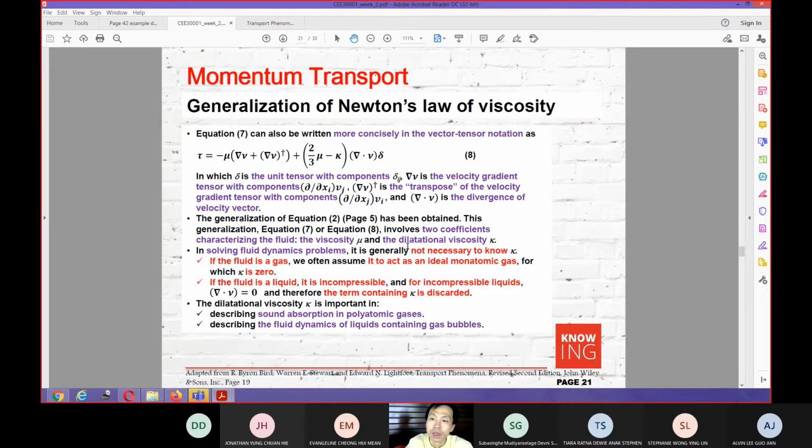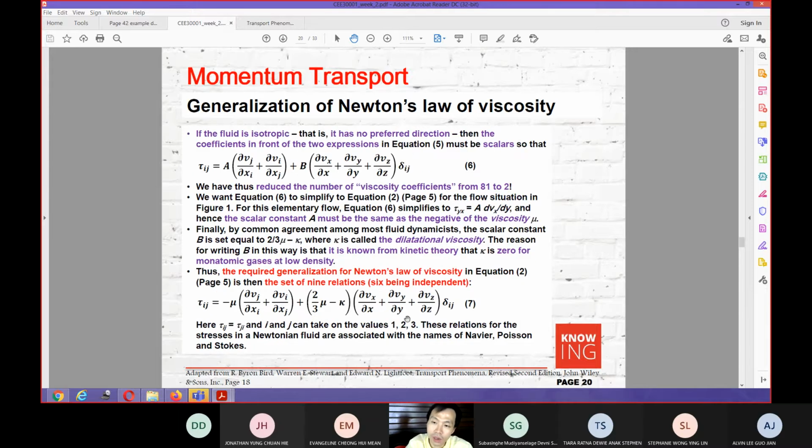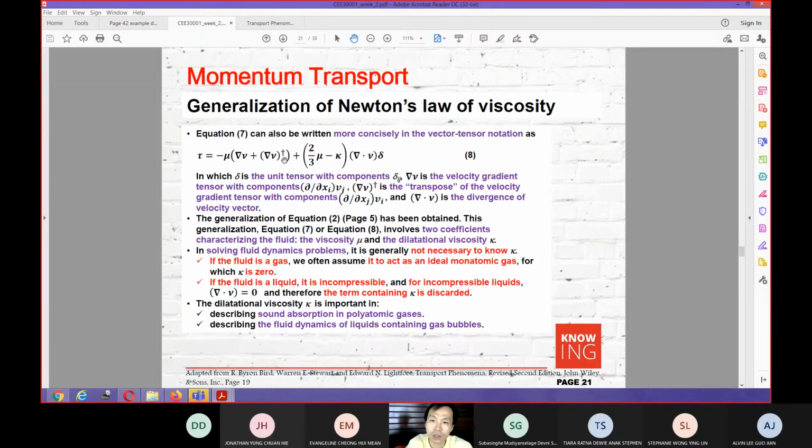Now, this equation 7 can be changed into vector-tensor notation, as shown in equation 8. This will be the equation that we are dealing with in all situations of momentum transport. These equations are basically used in all the problems, including your assignment 1 as well.